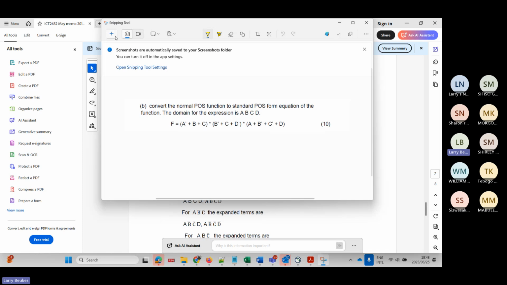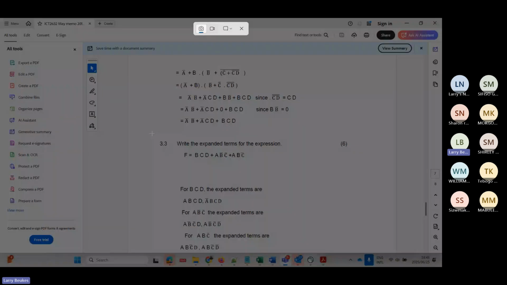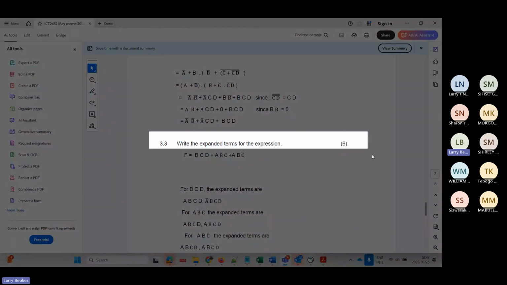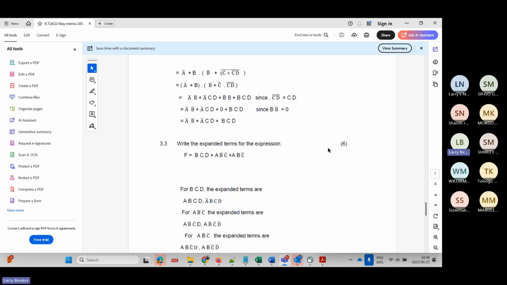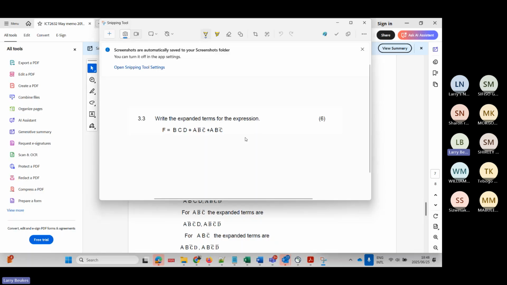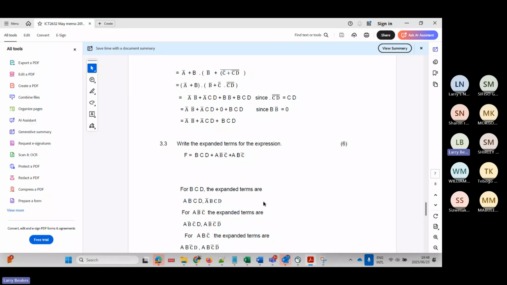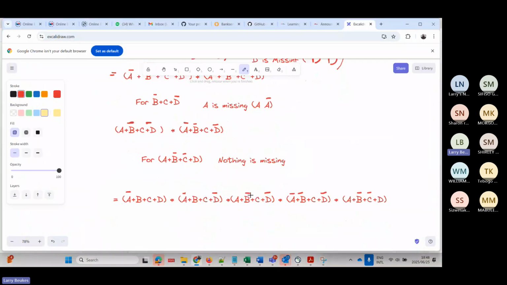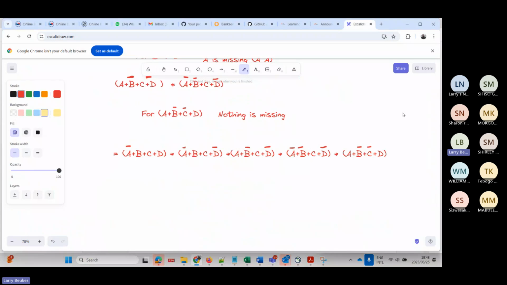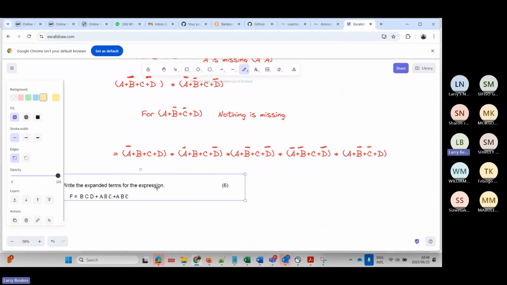So I have seen this pattern that they like asking the standard SOP and expanded form, right? So you can see it's 16 marks. It was 16 marks in this paper, but it can be 20 marks. So that's why you will need to know this. And this is very easy, guys. There's no calculations here.